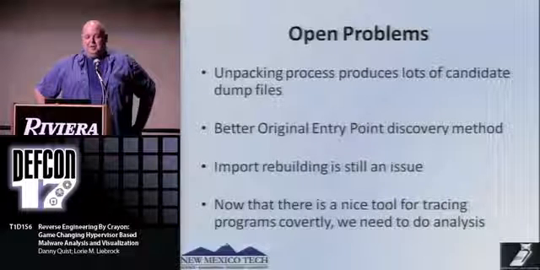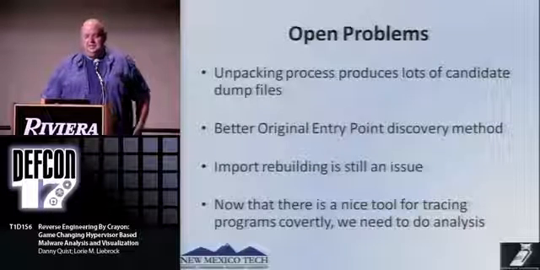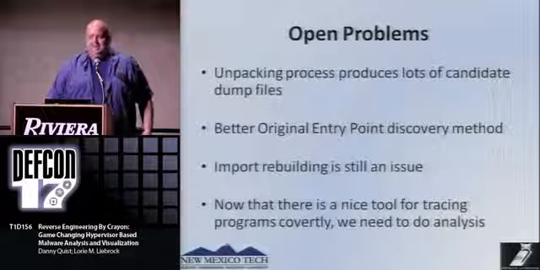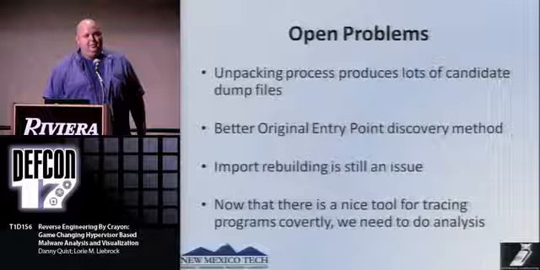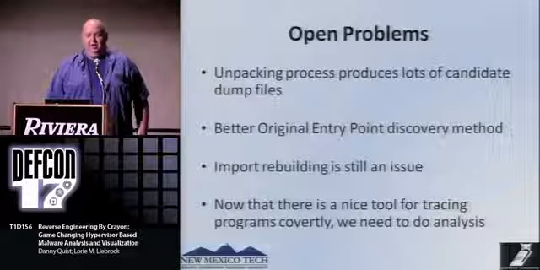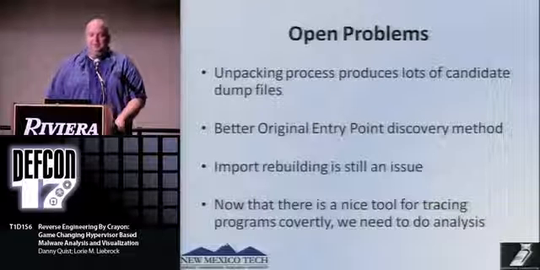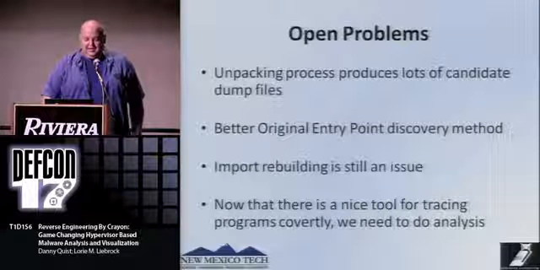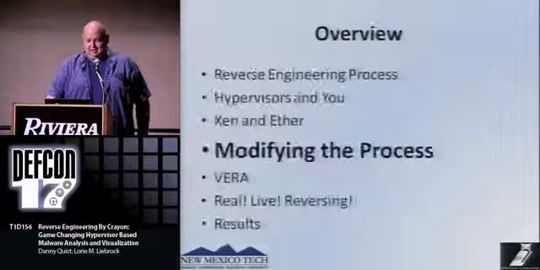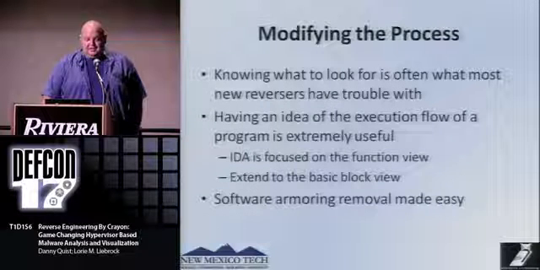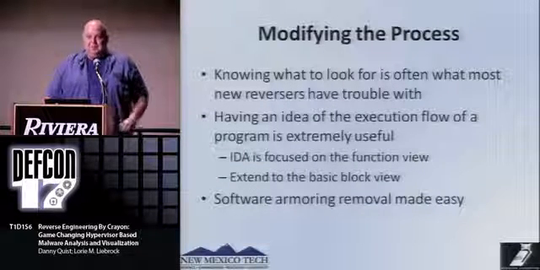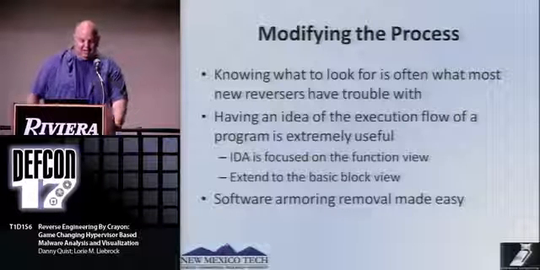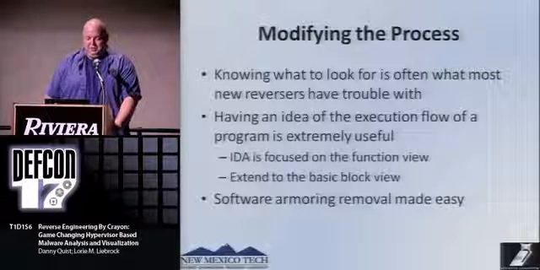With that said, we'll talk a little bit more about what's going on. There are a couple of open problems. The unpacking process produces a lot of candidate dump files, so the algorithm that we have is a little bit imprecise. What we want is a better way to find the original entry point. The other thing is that import rebuilding is still an issue. That's something I'm working on at this point, but I haven't had a chance to integrate it yet. The other thing I'd like to do is some analysis. This is going to be the next thing here. We can integrate this into our process by allowing somebody to know what to look for inside of here, because this is the thing that people have trouble with most of the time.